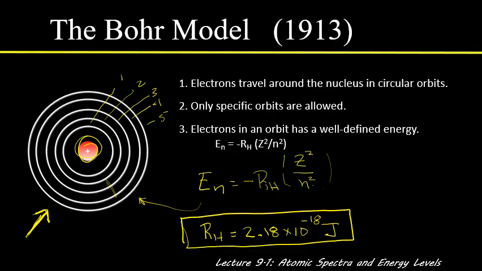Okay. All right. Now you'll see this written a couple of different ways. I'm going to change this. Z squared over n squared is mathematically the same as Z over n, all squared. So sometimes you'll see it written one way, sometimes you'll see it written the other way. Mathematically, they both mean the same thing.